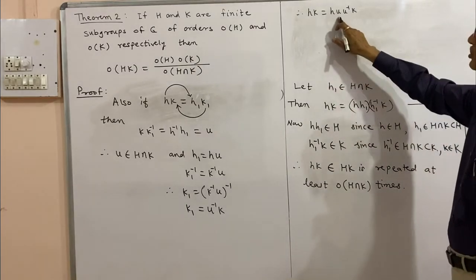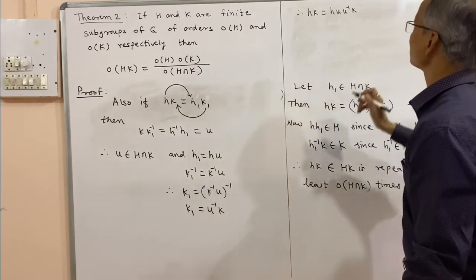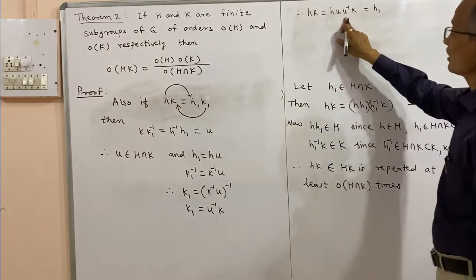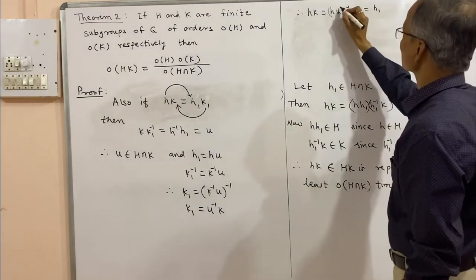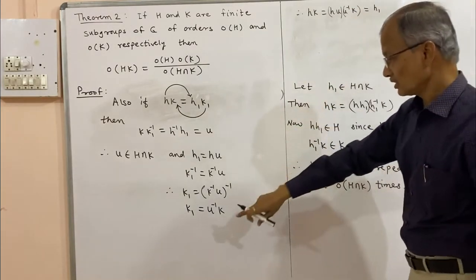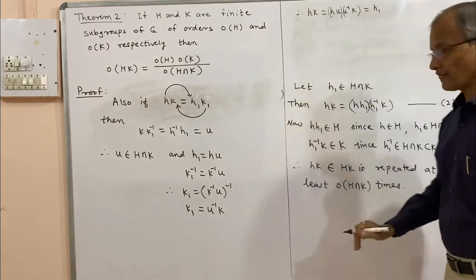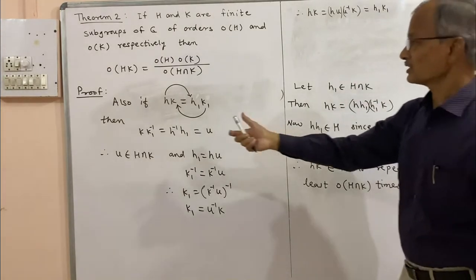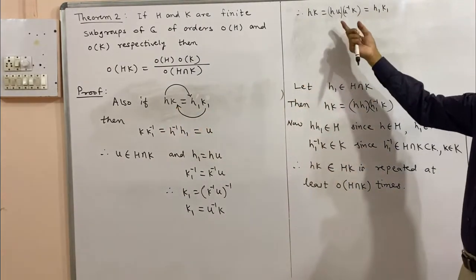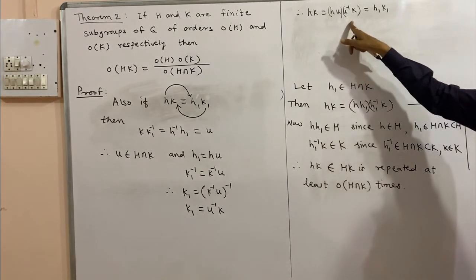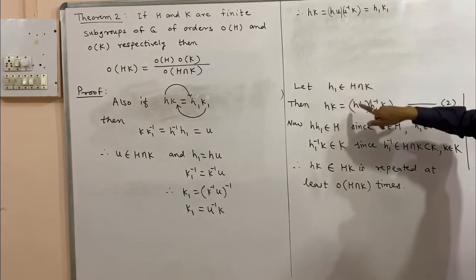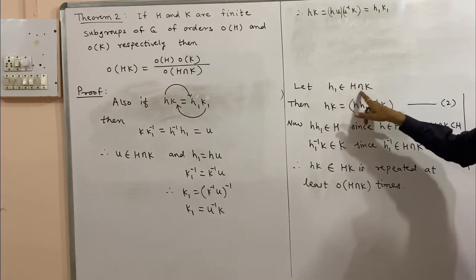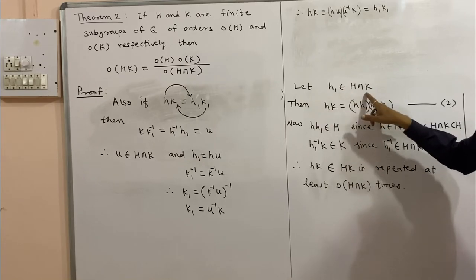Same like this in second. But what is HU? HU is H1. So this is equal to H1. And what is U inverse into K? That is K1. So therefore this is K1. And that means this HK is equal to H1 K1 is written in terms of U. So therefore all duplicated elements are written in this same form, and that means duplicate elements occurs exactly as the number of elements in H intersection K.